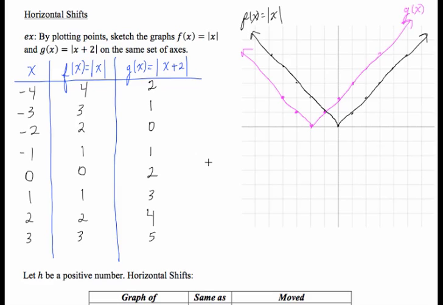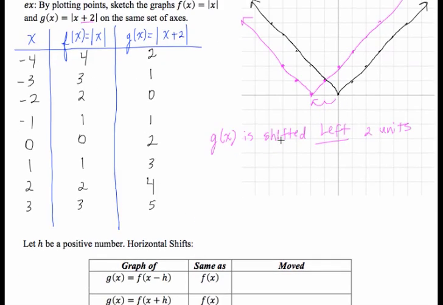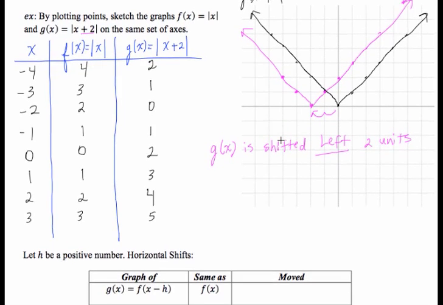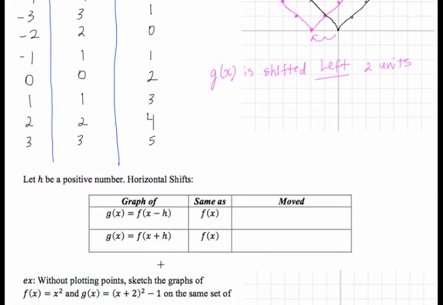So g of x is the same as the graph of f of x, same shape, except it is shifted left 2 units. Notice I said left 2 units. So this is interesting. Having a +2 made it go to the left. Okay, and it is backwards from what you would expect. That's exactly what happens. So if there is a plus a number inside the function operation, whether that's taking absolute value or squaring, that's going to be a shift left.